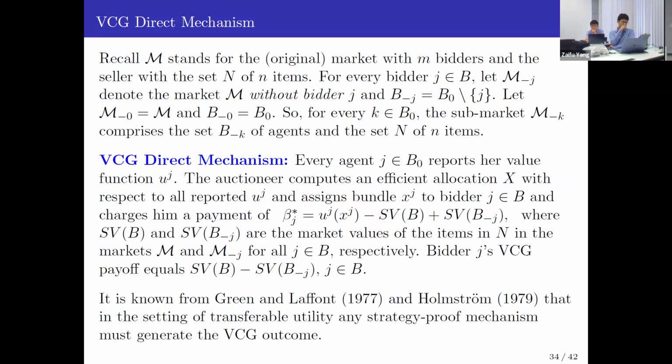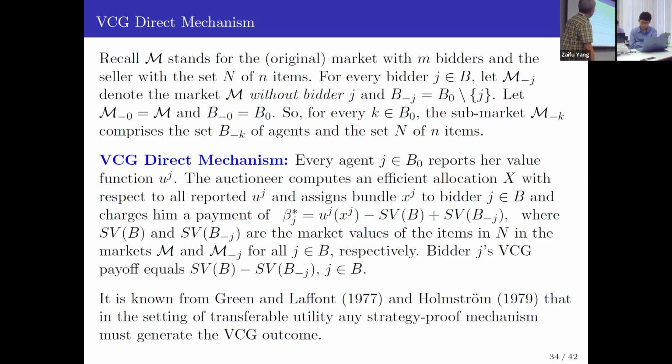So basically, we still use the same idea. You see this VCG direct mechanism already gives us enough information, in the sense that we need to consider the original market and then all other sub-markets. In each sub-market, you drop one bidder. So this is the idea of our dynamic auction design.